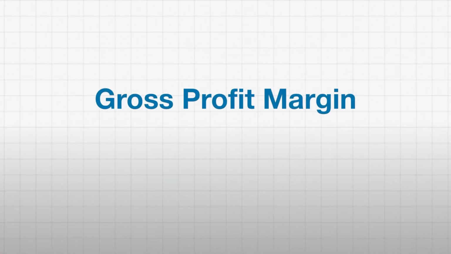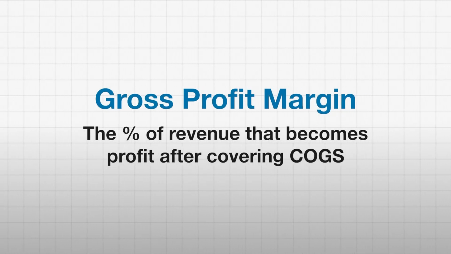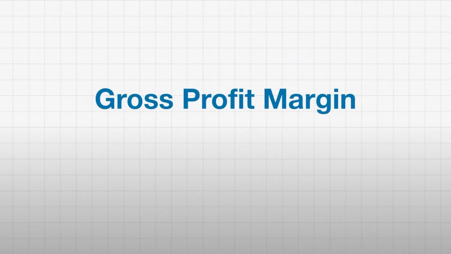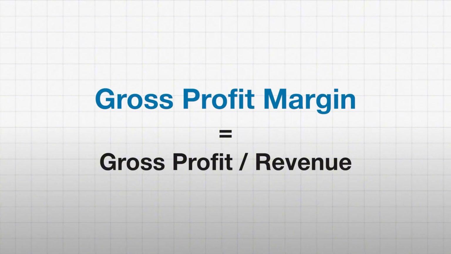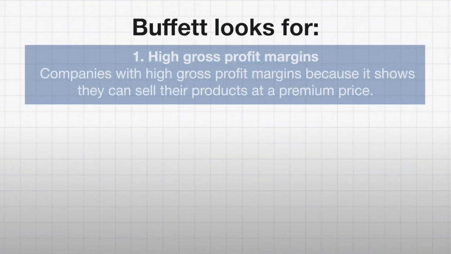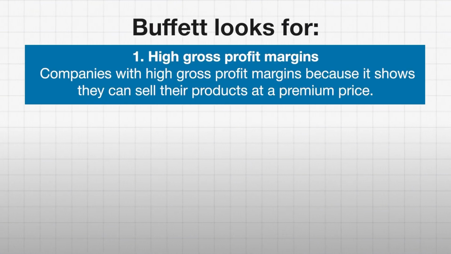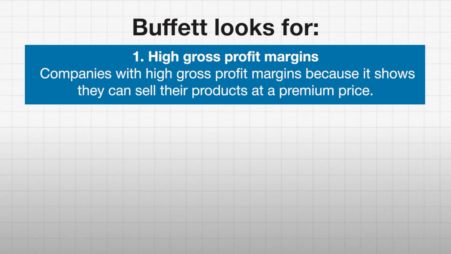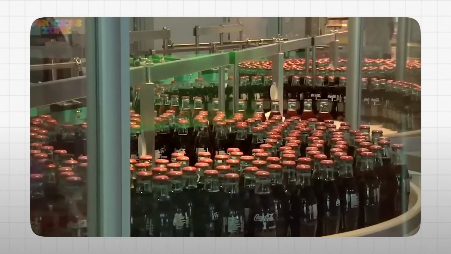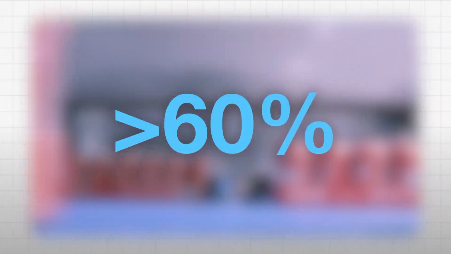Then Buffett looks at gross profit margin, which is the percentage of revenue that becomes profit after covering COGS. It's calculated as gross profit divided by revenue. Buffett prefers companies with high gross profit margins because it shows they can sell their products at a premium price and keep more money. For example, Coca-Cola has a gross profit margin of over 60%.